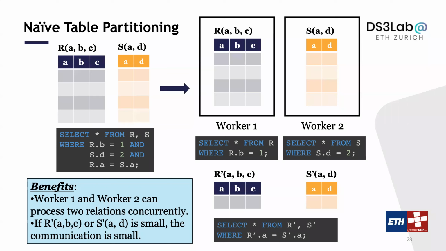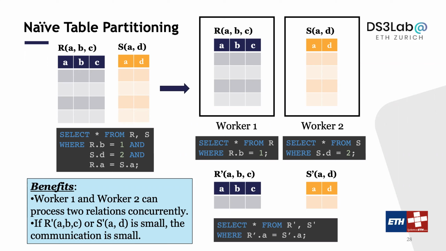So what's the benefit? Well, in this case, worker one and worker two can process two relations concurrently, which is good. And also if the results, R prime and S prime, are very small, the communication cost is very small. So it's much smaller than worker two copying the whole S to R and doing the join locally.